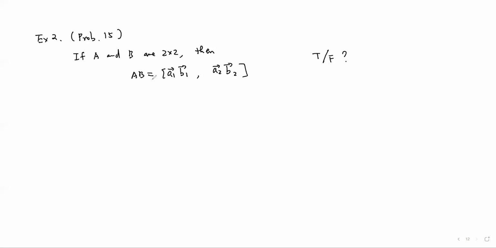Clearly, this equation is false. Why? By the formula, A times B is the whole matrix A times the first column of B, not just the first column of A times the first column of B. The whole matrix A times the first column of B, the whole matrix A times the second column of B. This is the correct formula, and the other formula is wrong. So false.